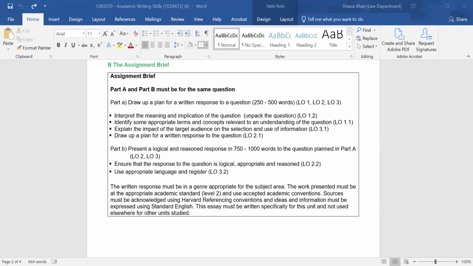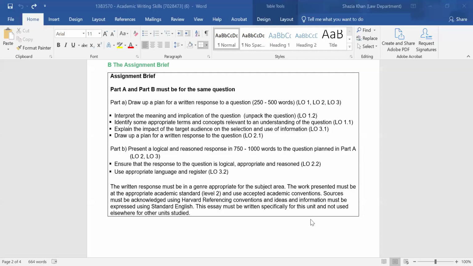So, in total, the word count for both assignments, part A and B, should be around 1,500 without the reference. Yeah, don't count the reference. 1,500 is the maximum. Some people might do 400, some people might do 450, so it depends. So it doesn't include the reference.